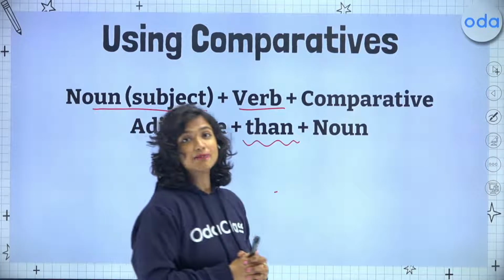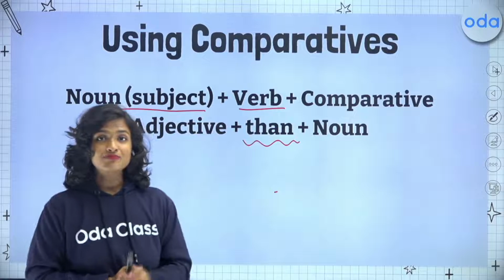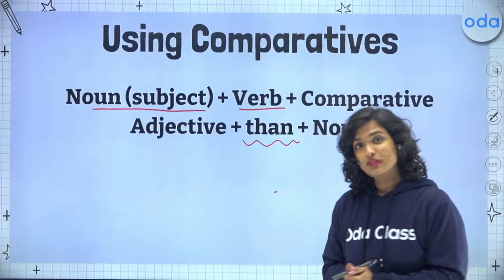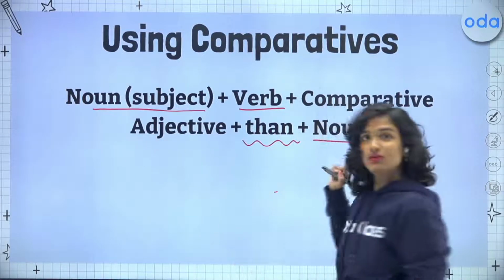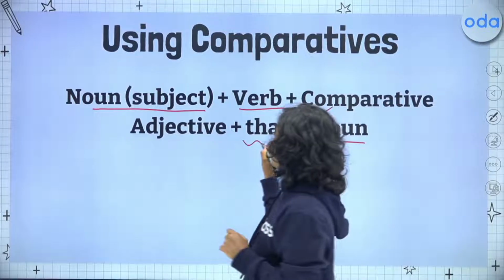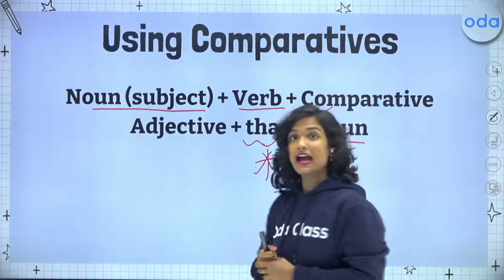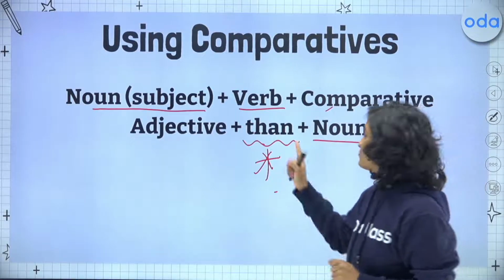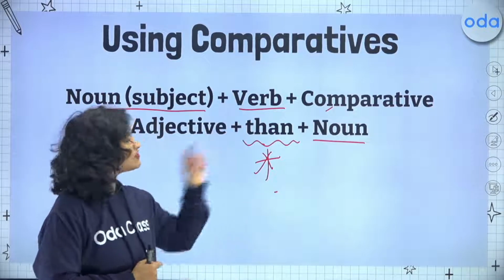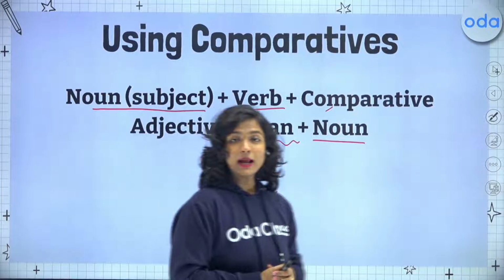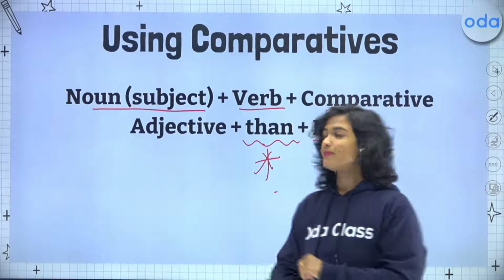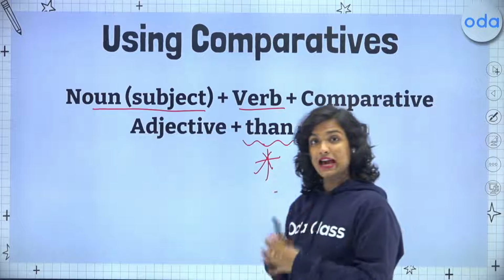To emphasize this comparison, we use the word than, and then we follow it up with our second noun, which is going to be the object. So we are comparing these two nouns. We are using the comparative adjective, and we are using this word than. Students, I want you to make a note of this word because there is also one important word similar to this in superlative. And my students in class often get confused between the two. So remember, for comparative, we use than.